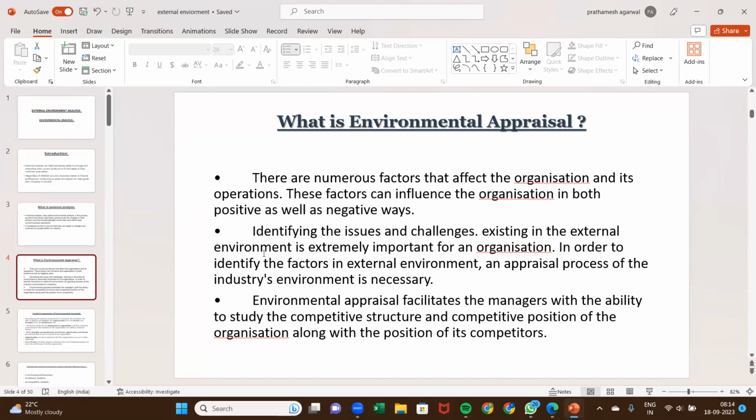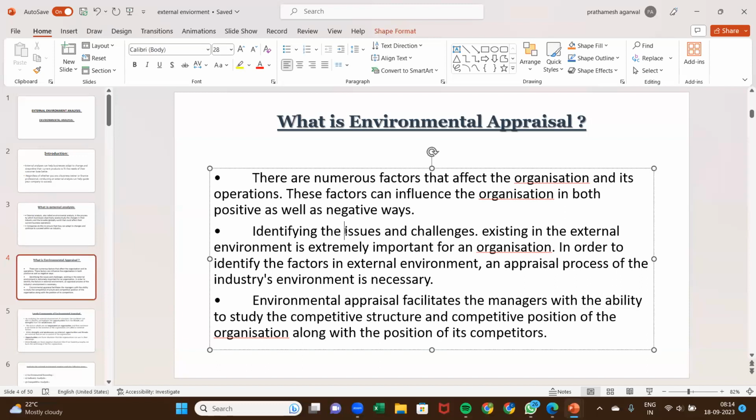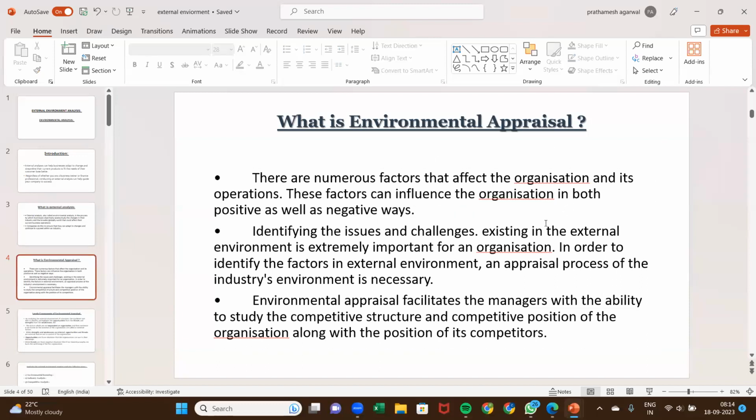Identify the issues and challenges existing in the internal environment, right? The issues and challenges, what we talk about, the threats, if you do a SWOT, existing in the external environment is extremely important for an organization. In order to identify the factors in the external environment, an appraisal process of the industry's environment is necessary.